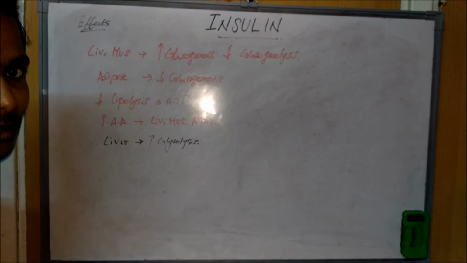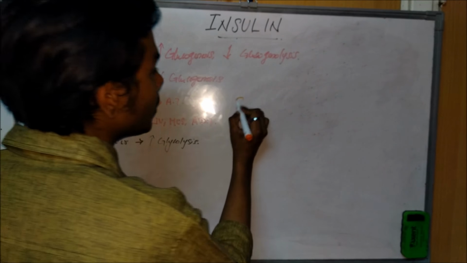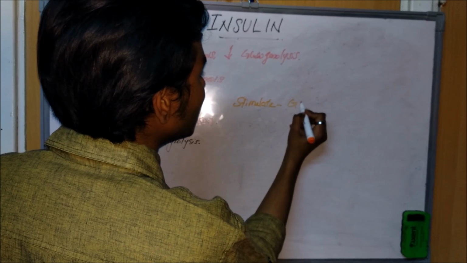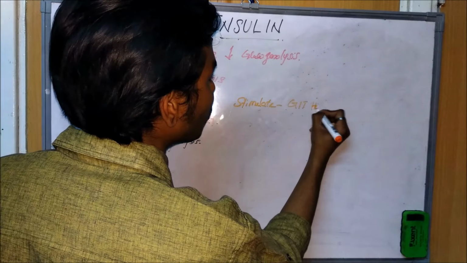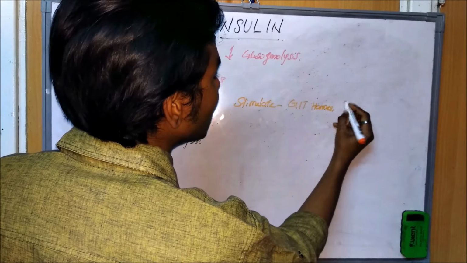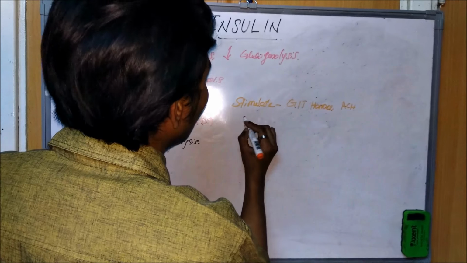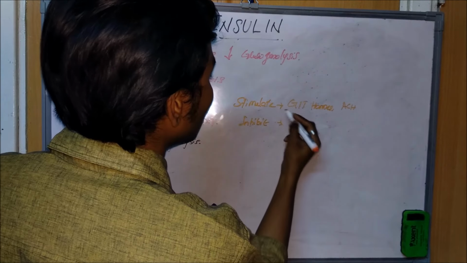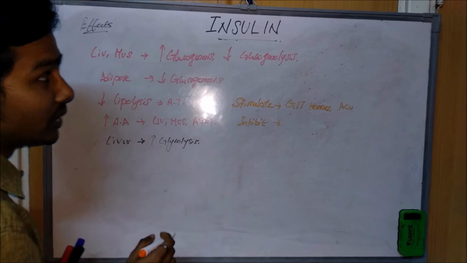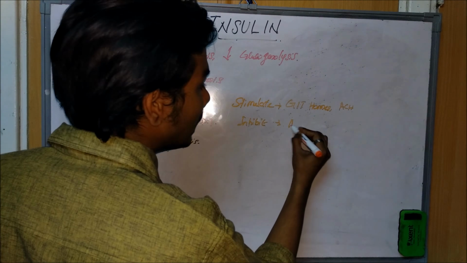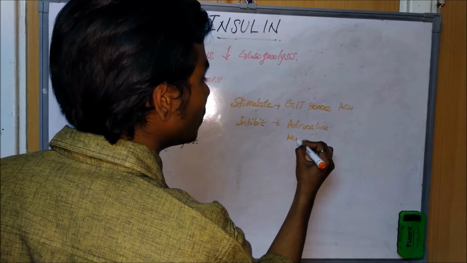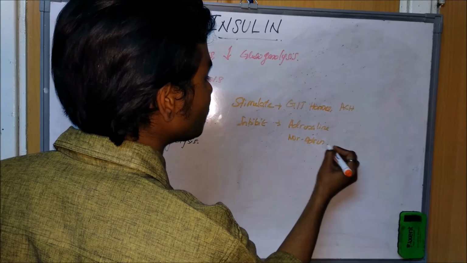So how can we stimulate the insulin? Stimulated by the gastrointestinal tract hormones and then acetylcholine. How can we inhibit the insulin? Adrenaline and then noradrenaline.